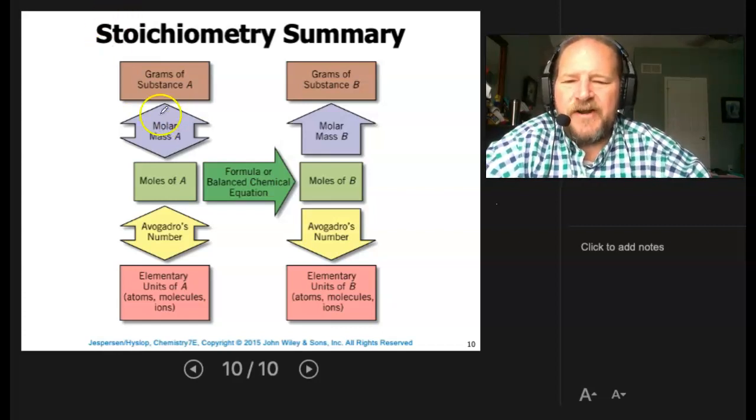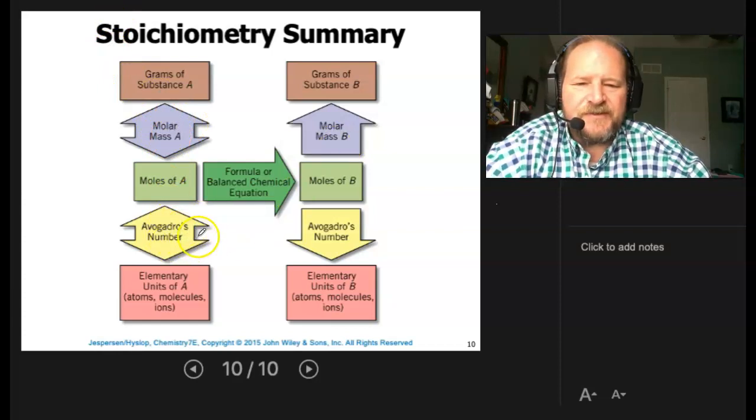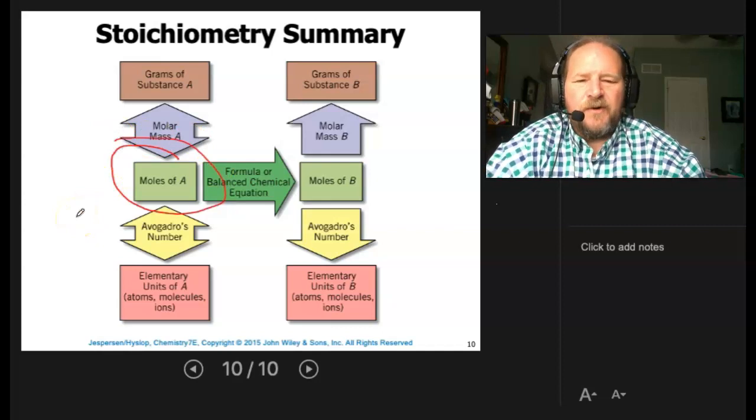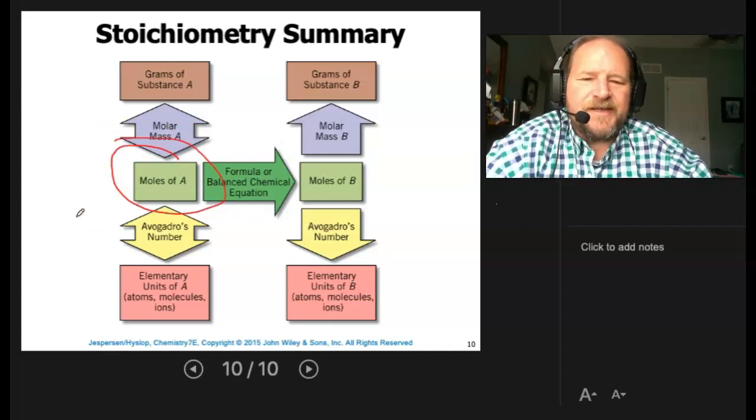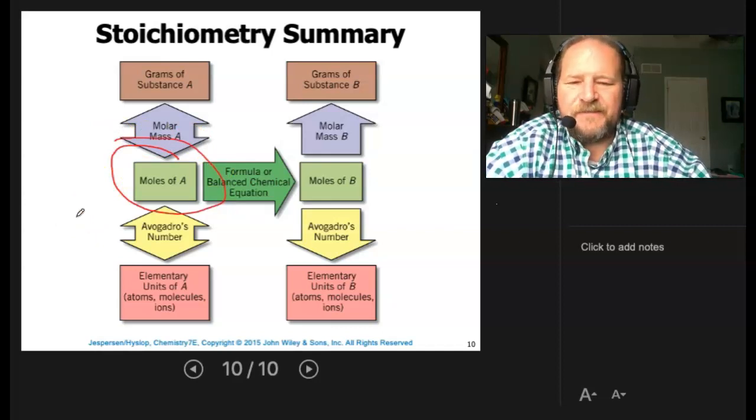Just have to remember where you're getting these molar masses. That's going to be the periodic table. Avogadro's number is 6.022 times 10 to the 23rd. And then your formula, or you're going to use your balanced chemical equation to jump between A and B. All right, so again, the mole is the central piece. You need to be able to calculate those moles, and once you're in moles, you need to be able to manipulate moles to get to the other units, and it's all just different conversion factors.